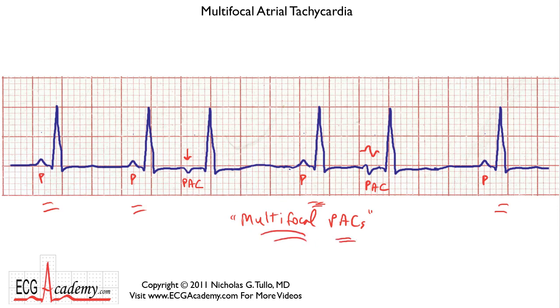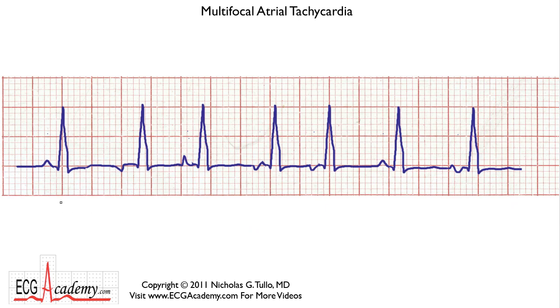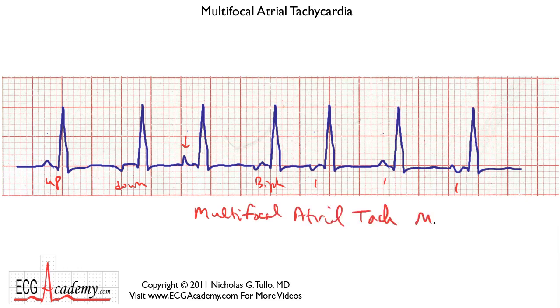Okay, now what does MAT look like? Okay, MAT would look like this. You have some Ps that are going up. You have some Ps that are going down. You have some Ps that look tall, and some Ps that are biphasic, and so on and so forth. And there's not one single P wave morphology that predominates. So you really don't have sinus rhythm with multifocal APCs. What you have is multifocal atrial tachycardia, or MAT.